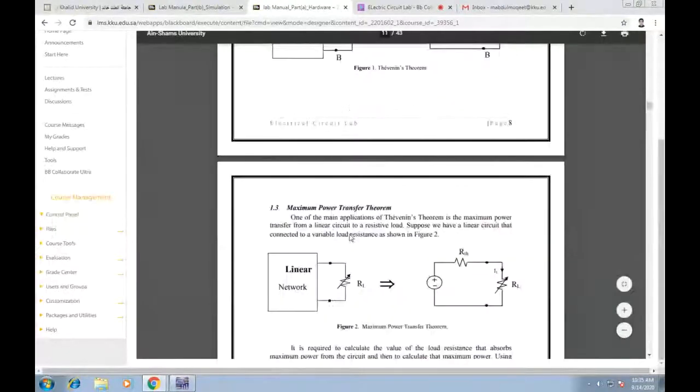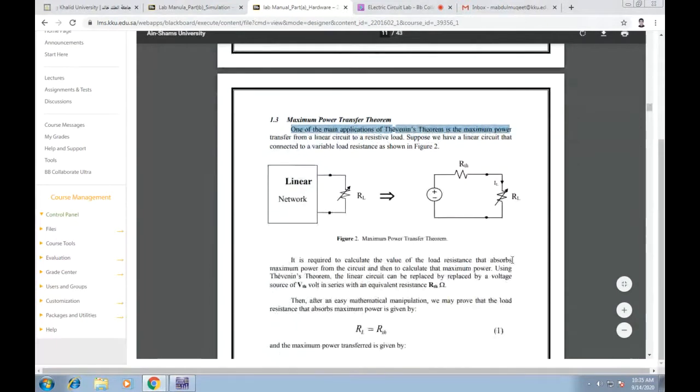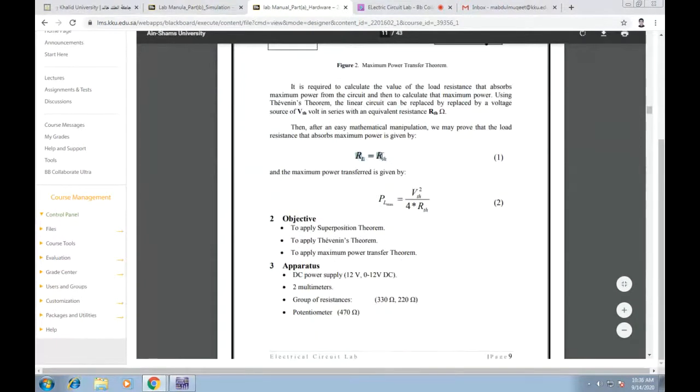No. So let us move to the maximum power transfer theorem, one of the main applications of Thevenin's theorem. The main application of Thevenin's theorem is maximum power. So all this procedure will be the same. At the end, you have to use these two formulas. RL is equal to RTH. Maximum power formula is VThevenin squared over 4 RTH.